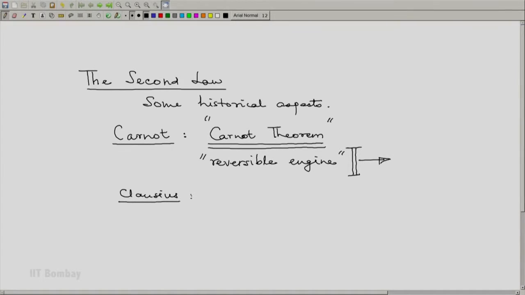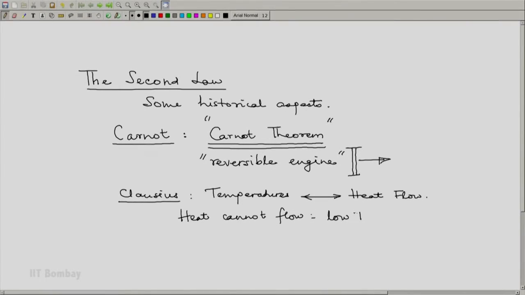Then came Clausius. He linked temperatures with heat flow. He said that look, heat cannot flow from a system at a lower temperature to another system at a comparatively higher temperature. Carnot's idea led to the maximum possible efficiency of an engine, whereas Clausius' idea, we will for the time being neglect the fact that we have not yet formally defined what is a lower temperature and what is a higher temperature, gave us one aspect of the second law which says something cannot happen. So possibility, impossibility is brought in by the Clausius way of thinking about the second law of thermodynamics.